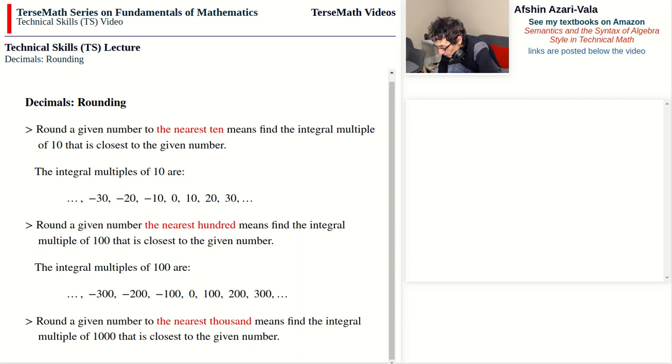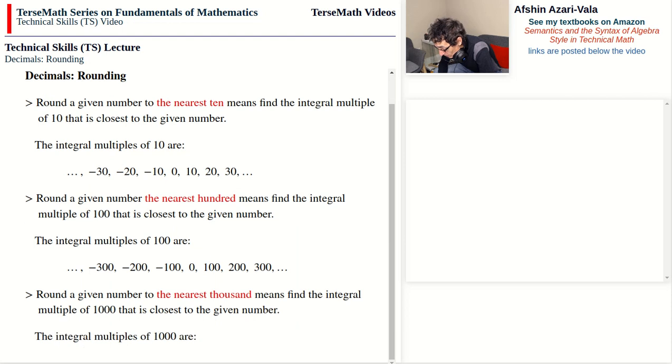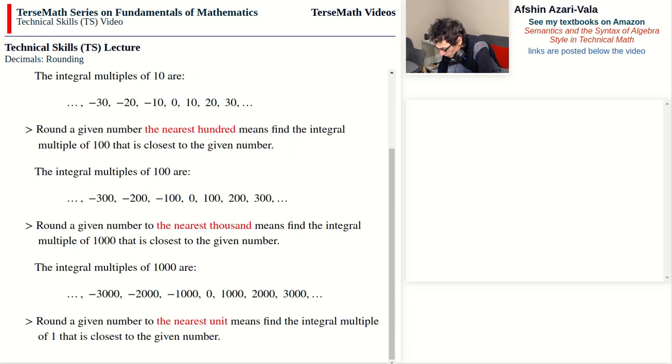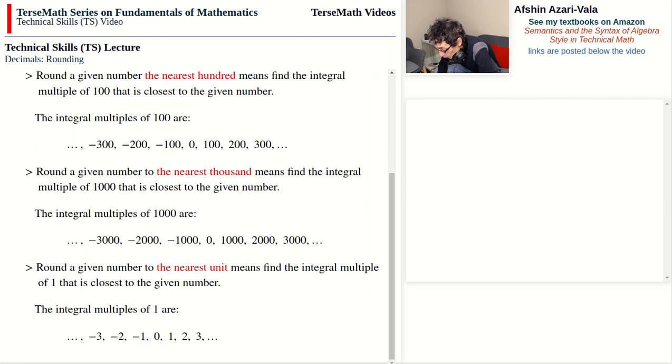And again, if someone says round a given number to the nearest 1000, it means find the integral multiple of 1000 that's closest to the given number. And the integral multiples of 1000 are negative 3000, negative 2000, negative 1000, 0, 1000, 2000, 3000. You jump in steps of 1000. We can of course talk about rounding a number to the nearest unit, which means find the integral multiple of 1 that is closest to the given number.